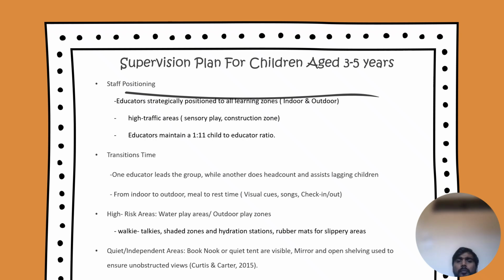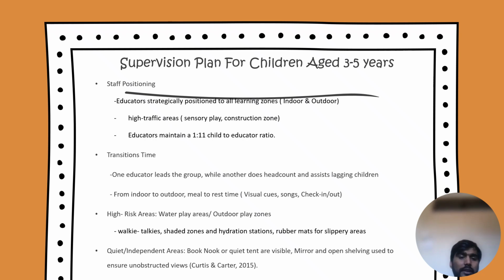For the supervision plan for children aged 3 to 5 years, to ensure safety throughout the day. Staff positioning: educators are strategically positioned at all the learning zones, indoor and outdoor, and high traffic areas such as sensory play and the construction zone. There is a 1 to 11 ratio according to the guidelines that educators maintain with the children. Transition time: one educator leads the group while another does a head count and assists lagging children, from indoor to outdoor, meal to rest time.